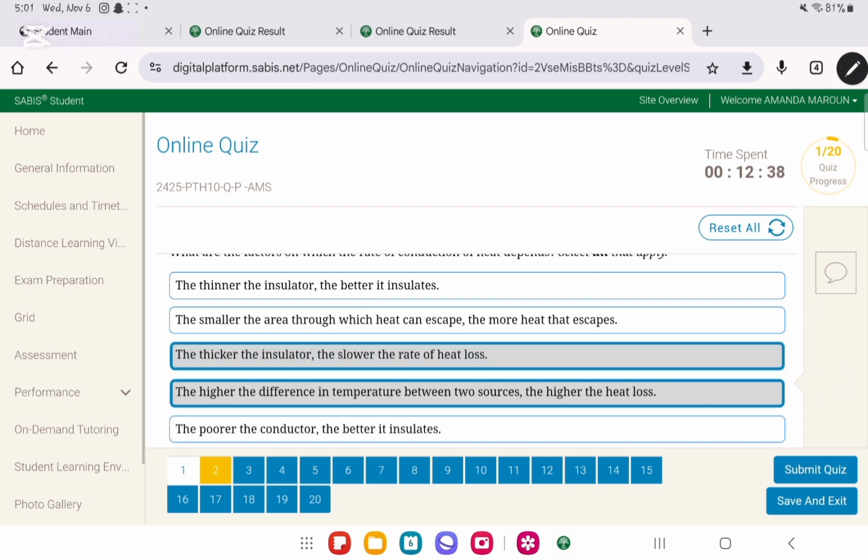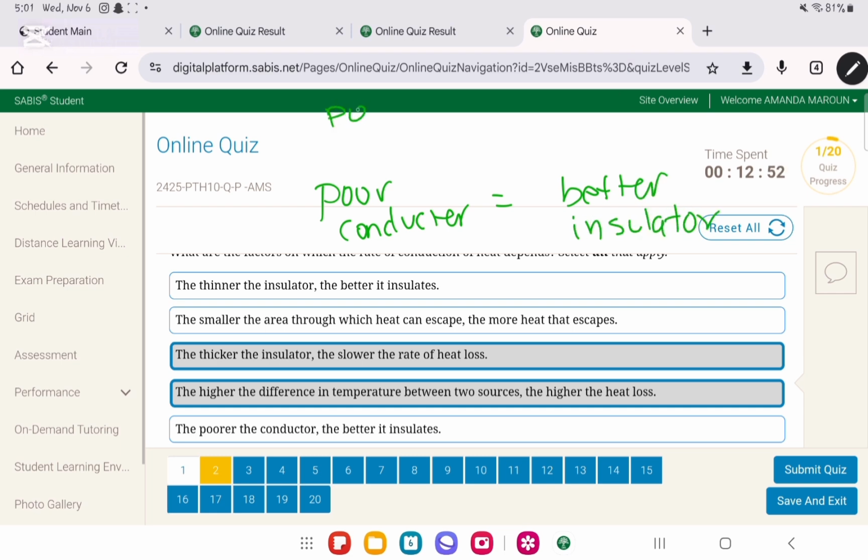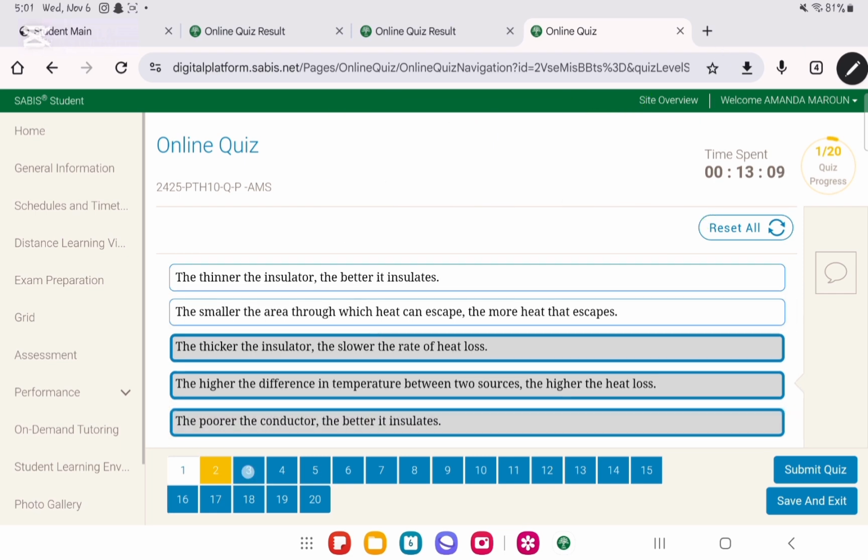Then, the poorer the conductor, the better it insulates. Yes, so a poor conductor equals a better insulator, and also a poor insulator equals a better conductor. Okay, keep this in mind. So then this is our final option.